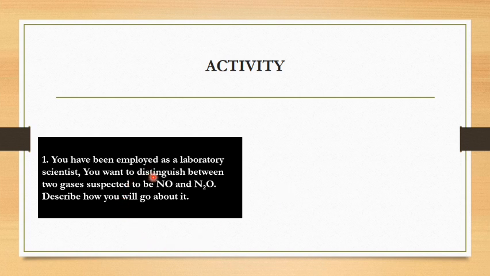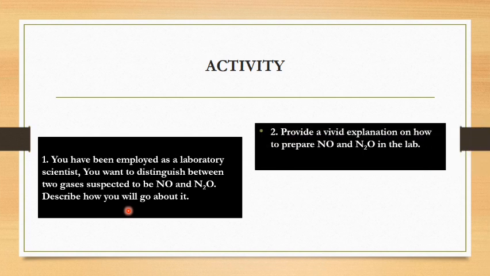Okay, so let's check out this activity. You have been employed as a laboratory scientist. You want to distinguish between two gases suspected to be NO and N2O. Describe how you will go about it. Try to attempt this. You can always go back to watch the video and get more clarification.